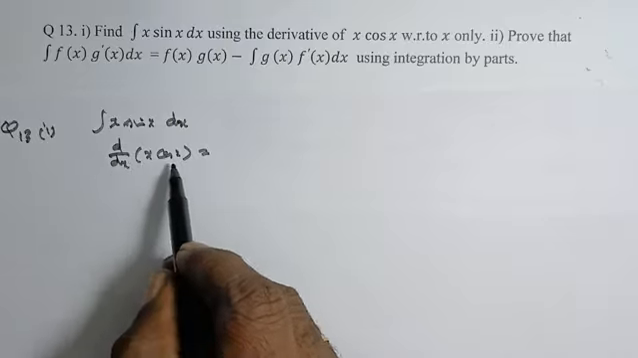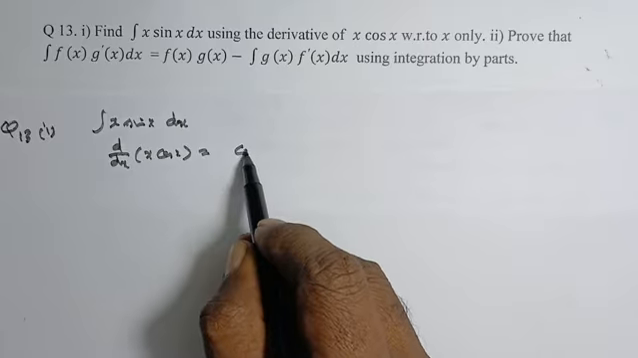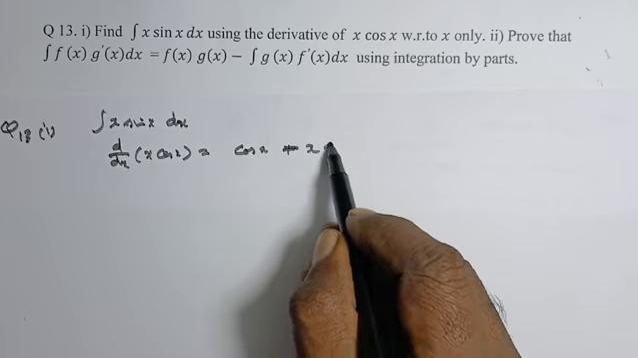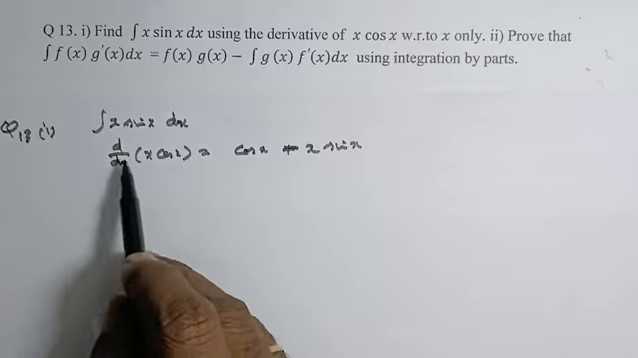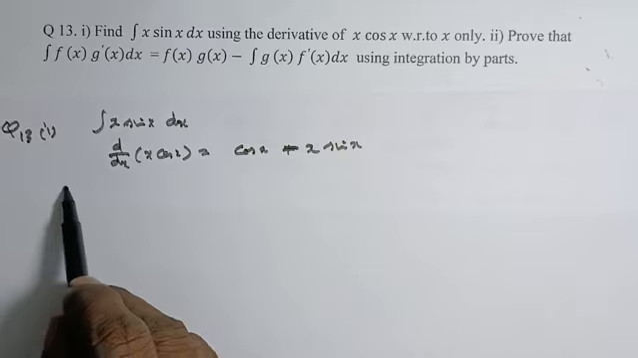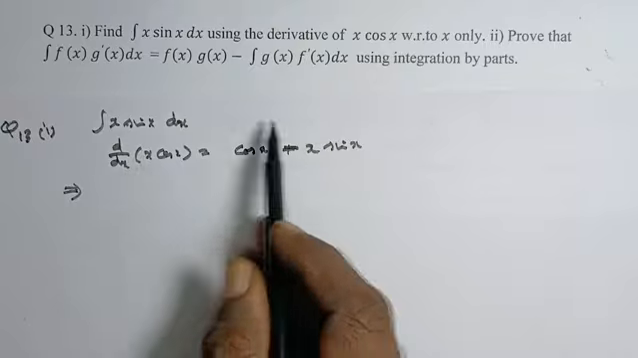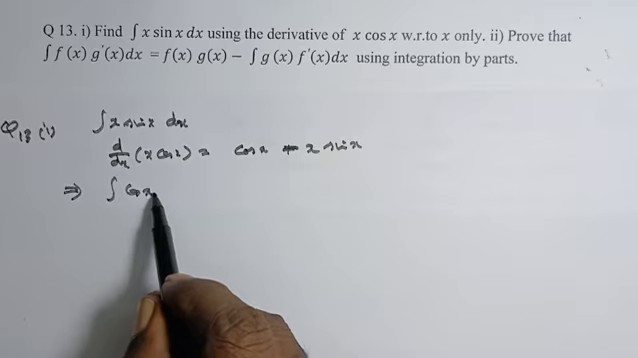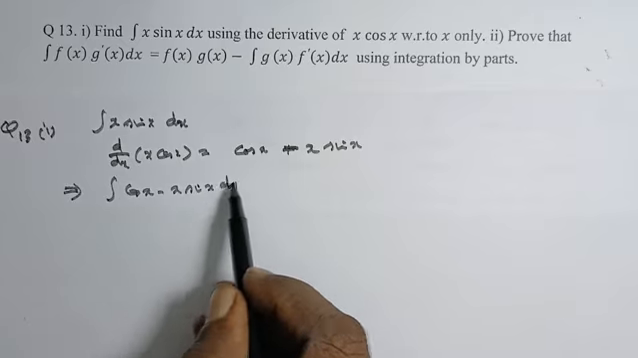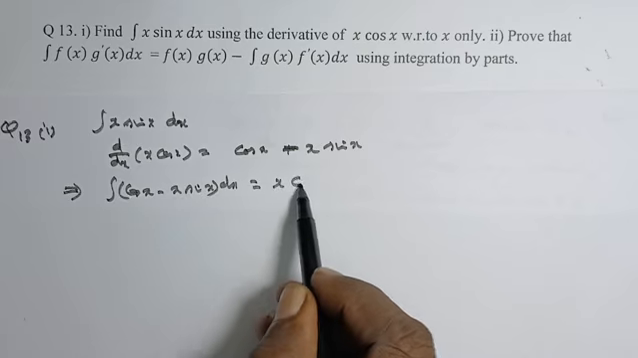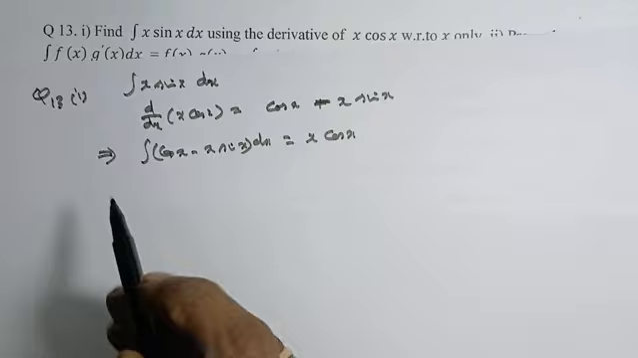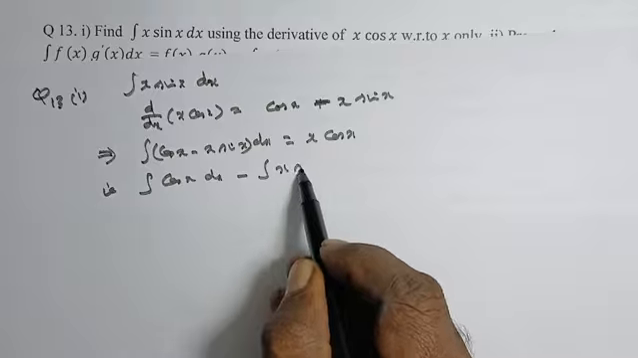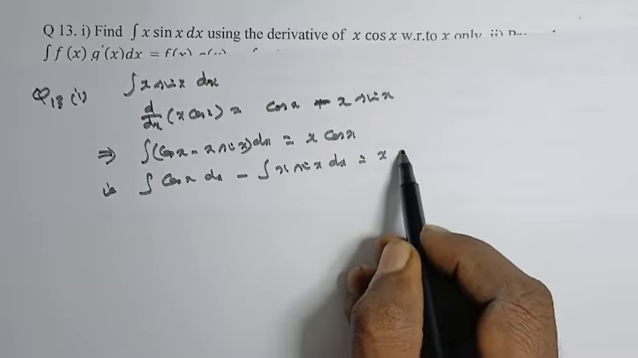Now, what is d by dx of x cos x? By the UV method, you first take cos x as constant, x becomes 1, plus x into cos x becomes minus sin x. That is, when you differentiate x cos x, you get cos x minus x sin x. This implies the reverse process: if you integrate this, you must get the value x cos x. That is integral of cos x minus x sin x dx equal to x cos x. Is it clear? Therefore, this is integral cos x dx minus integral x sin x dx equal to x cos x.